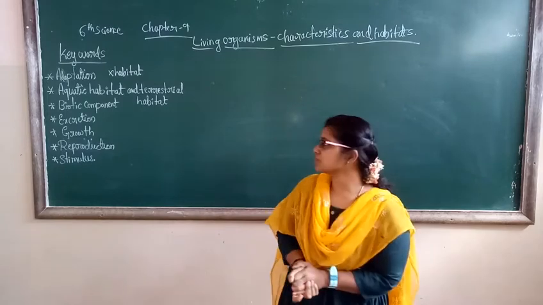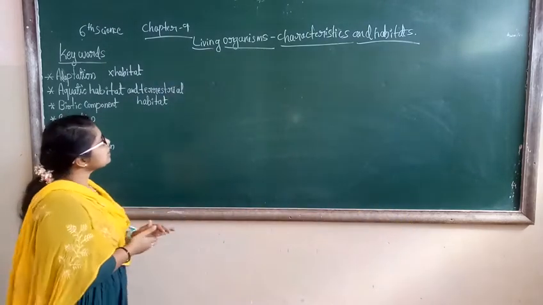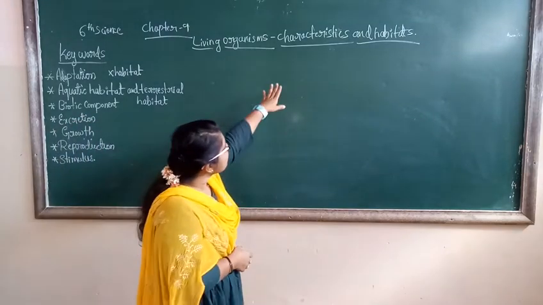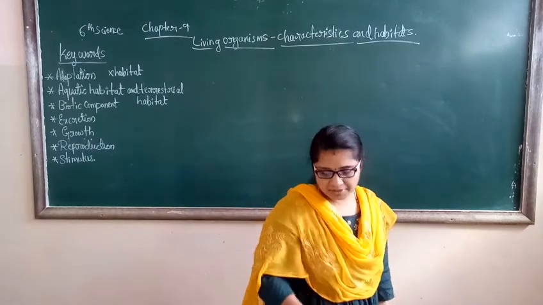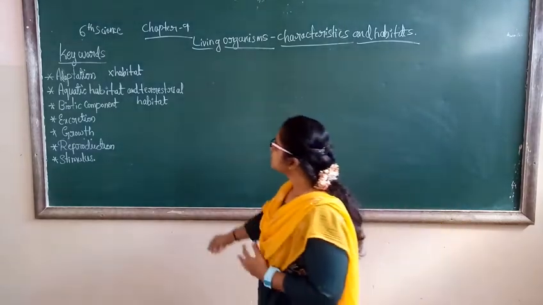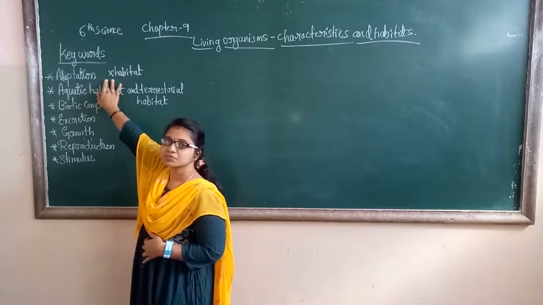Today, let me discuss the new chapter, chapter 9.1, living organisms and their characteristics and their habitats. In that, the main points are six keywords. The first one is adaptation.